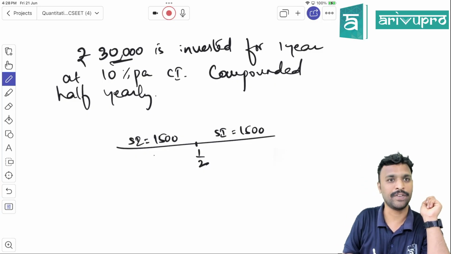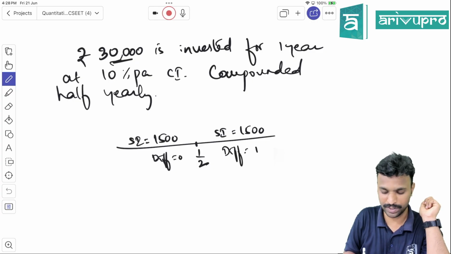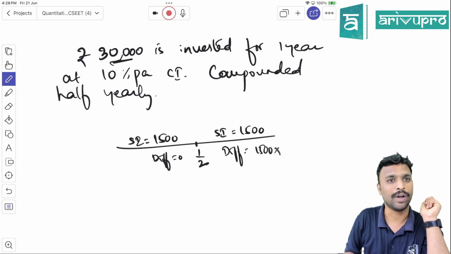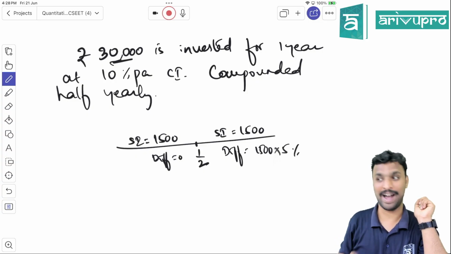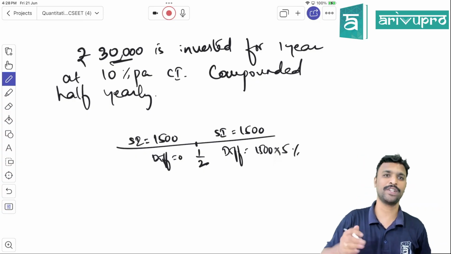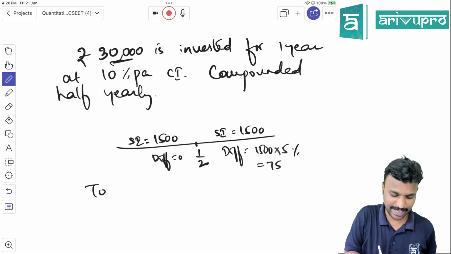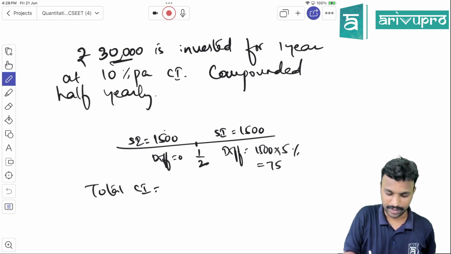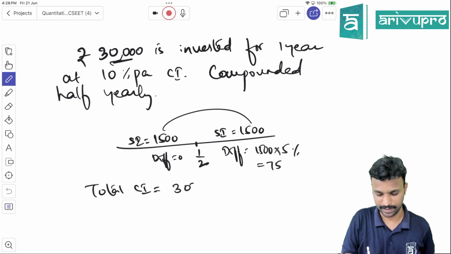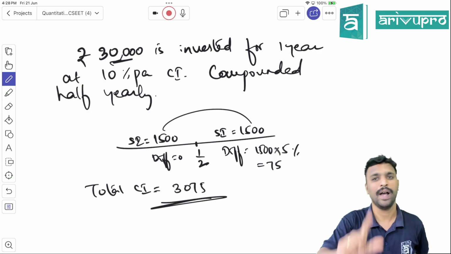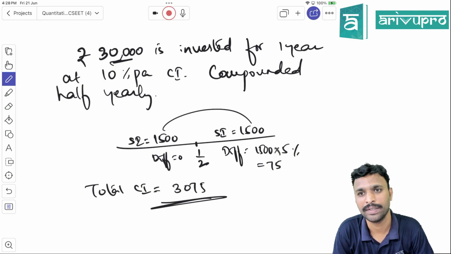Now, the difference for the first half year is 0. For the second half year, the difference is 5% of 1,500, since for half a year you get half. 5% of 1,500 is 75. Now tell me the total CI. 1,500 plus 1,500 is 3,000. 3,000 plus 75 is 3,075. Understood, half year compounding? Clear, 100%?